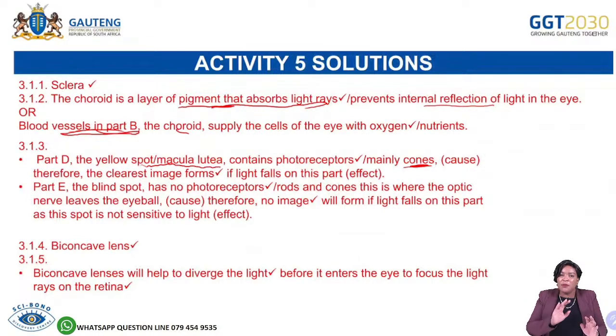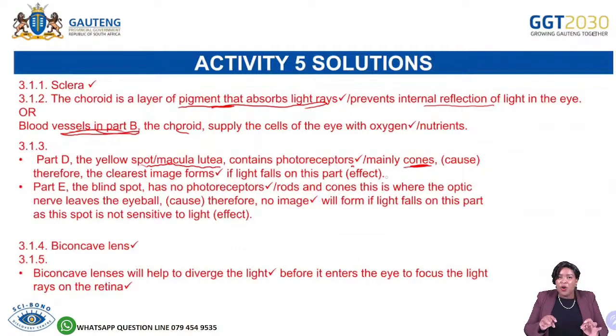But please, I know some textbooks or some old question papers might have rods and cones. Just write the cones. So we say part D has photoreceptors, which are mainly cones. Therefore, the clearest image is going to form there on the yellow spot. Because of the cones, if light falls on that part.